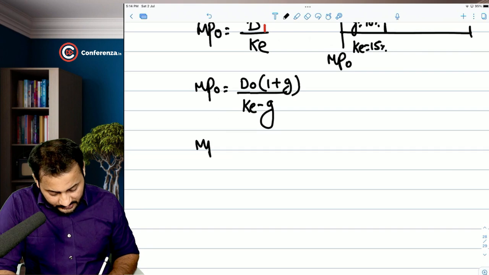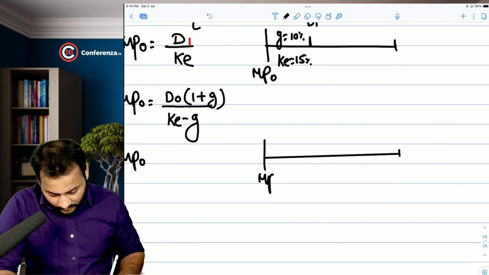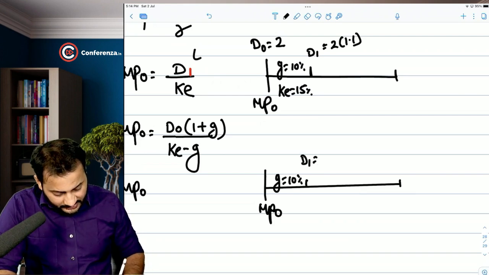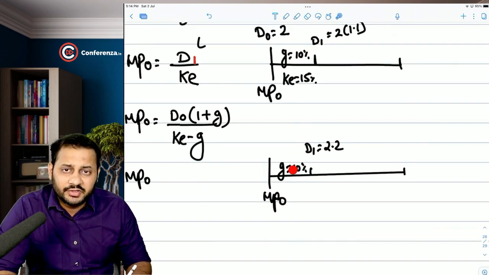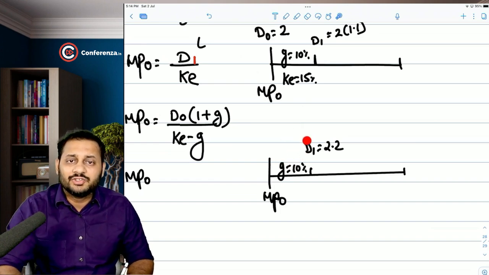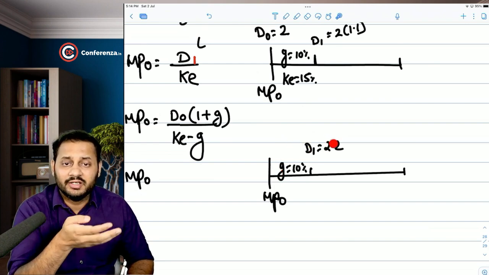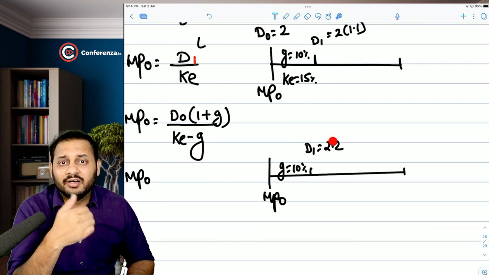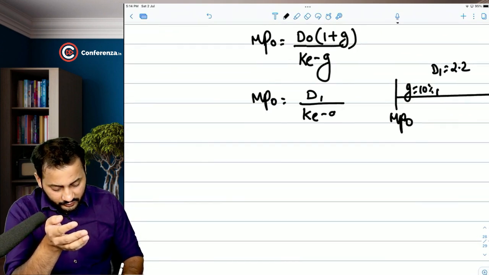Another thing is that sometimes the situation will be like this. You want to calculate MP0 and the growth rate is given to you as 10%, and D1 is given to you as 2.2. Now, what is the difference between this situation and the earlier one? In this situation, D1 is already given to you. At that time, you will assume that this growth rate is already included in 2.2 and you should not add it again. So D1 divided by cost of equity minus growth.